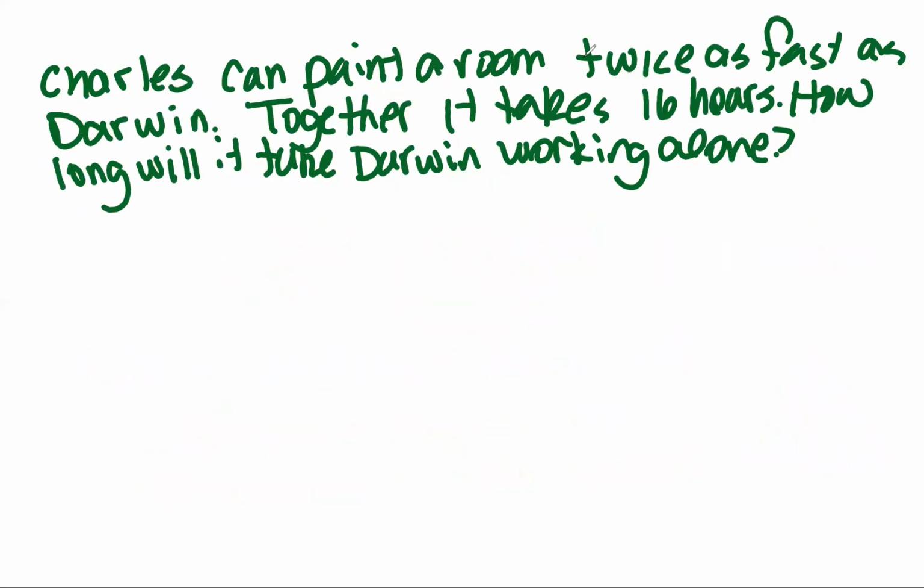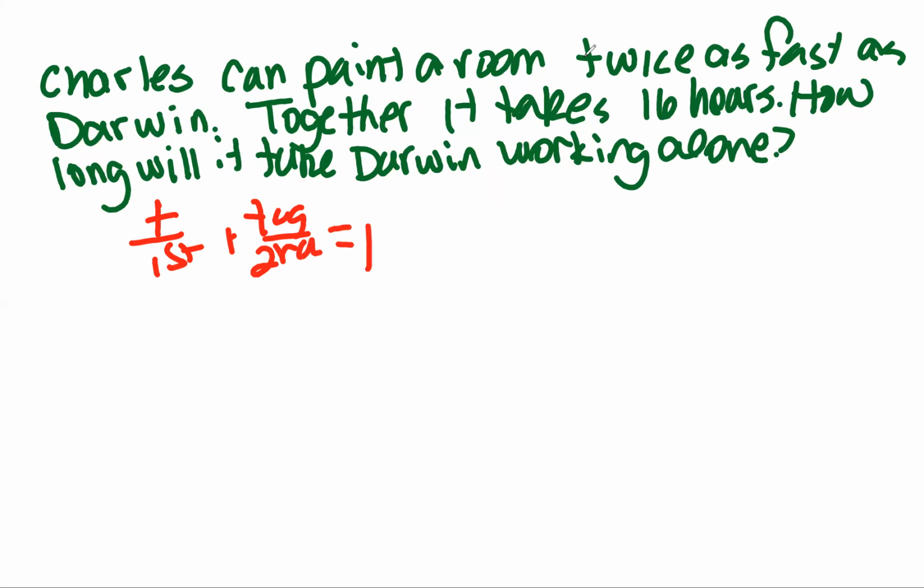So let's say Charles can paint a room twice as fast as Darwin. Together, it takes 16 hours. How long will it take if Darwin is working alone? Write the first person's time: together over the first person plus together over the second person equals one job complete.